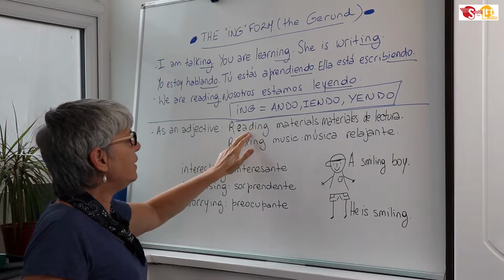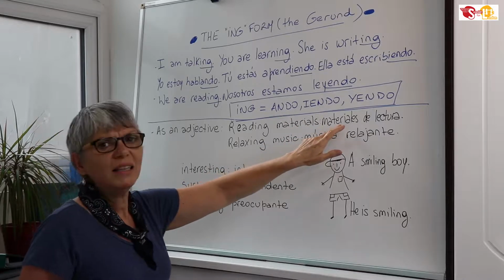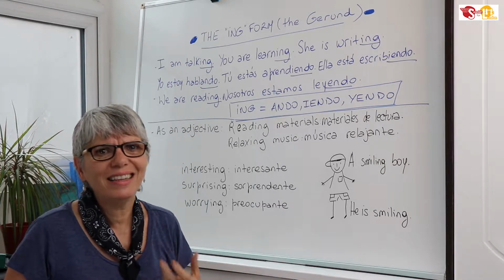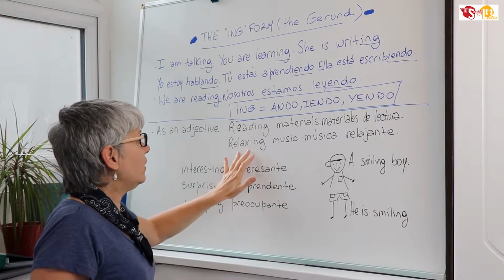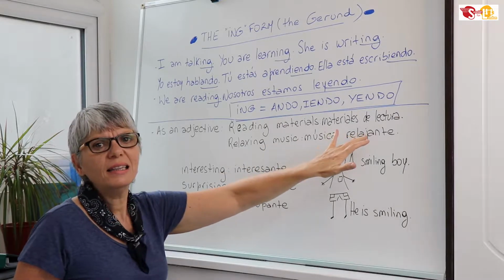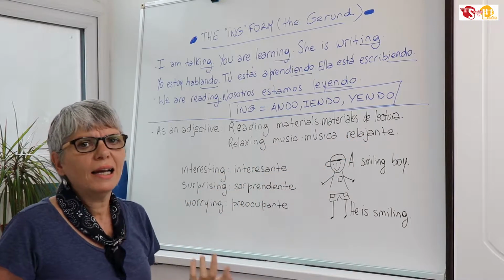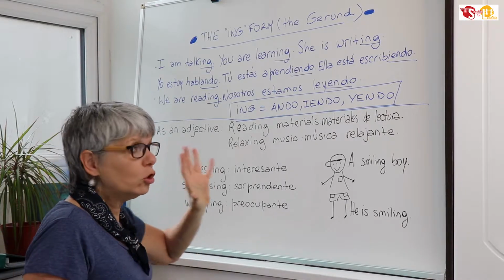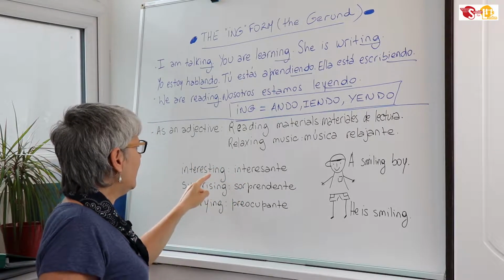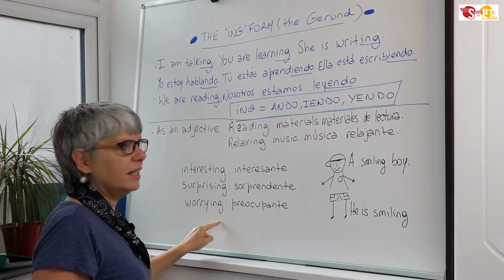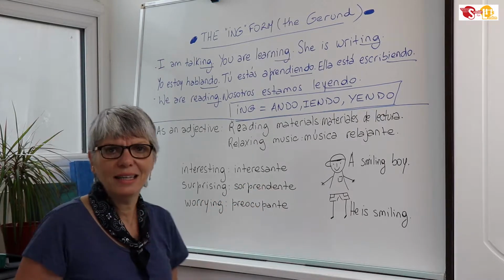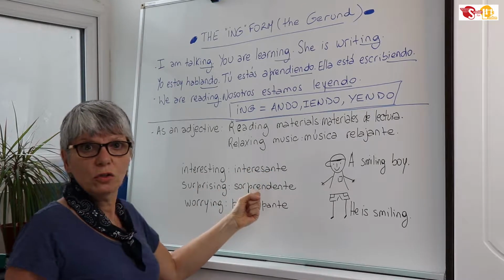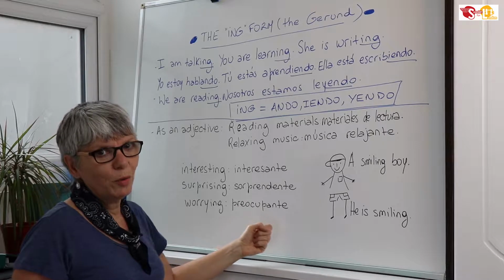For example, reading materials is translated as materiales de lectura. You cannot say materiales leyendo. It doesn't make any sense. Or relaxing music es música relajante. You cannot say música relajando. It doesn't make any sense. Notice that not always, but in many cases, the adjective ending in ing in English ends with ante or ente in Spanish. For example, interesting, interesante, surprising, sorprendente, worrying, preocupante.